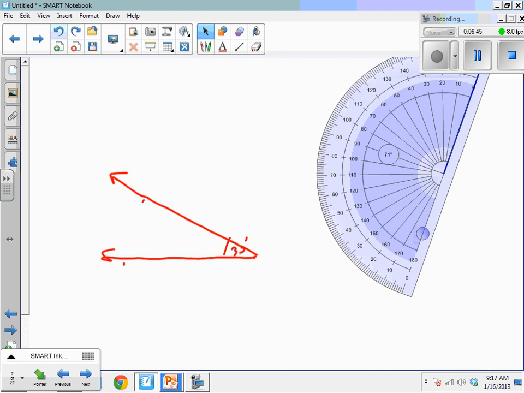But I'm not done. I now have to label my points. Because every point should be labeled. How do we label points? With a what? Carly Parker? A capital letter. Okay? So, I'm going to label my points. I'm going to call this point D. I'm going to call this point U. And I'm going to call this point F.